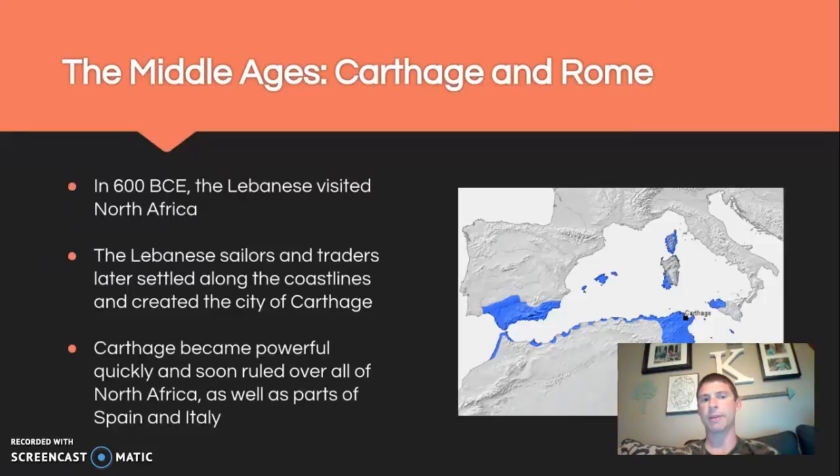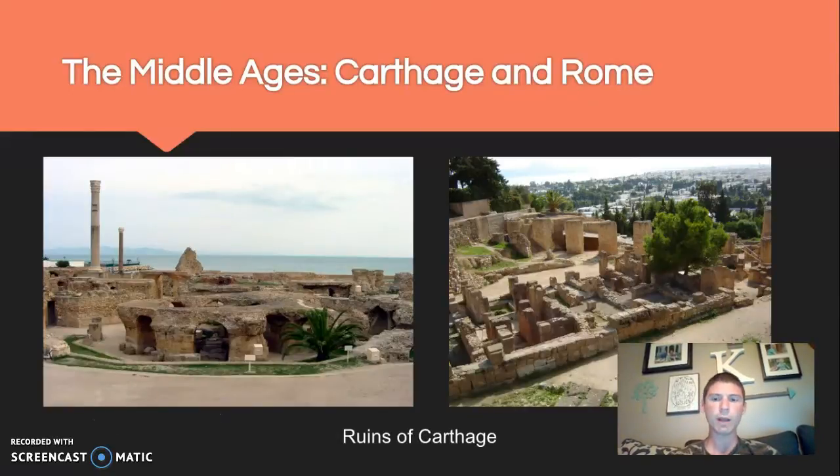So what's going to happen is that in the country of Lebanon, which is in Western Asia, they sail across the Mediterranean, they make it to North Africa, and they establish the city of Carthage. And you may have heard of Carthage before. It's pretty big in Roman history. They're going to go to war with Rome several times, so that's pretty important. So this is North Africa. Tunisia, I believe, is the area we're talking about for Carthage, so modern-day Tunisia. These are some of the ruins that are left of Carthage.